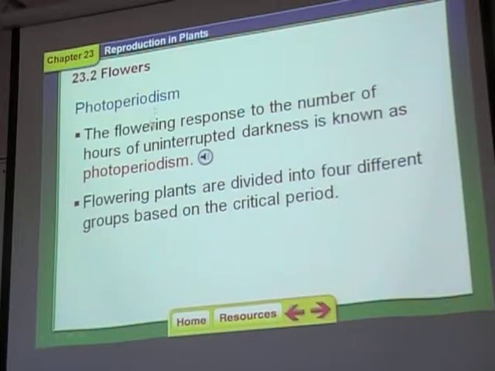Photoperiodism is basically how plants know when to produce their flowers. When do you see most flowers produced? What part of the year? Spring. Usually in the spring the flowers come out. Why do you think that is?